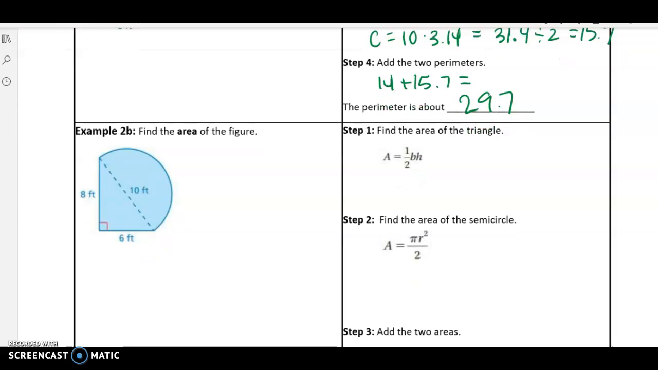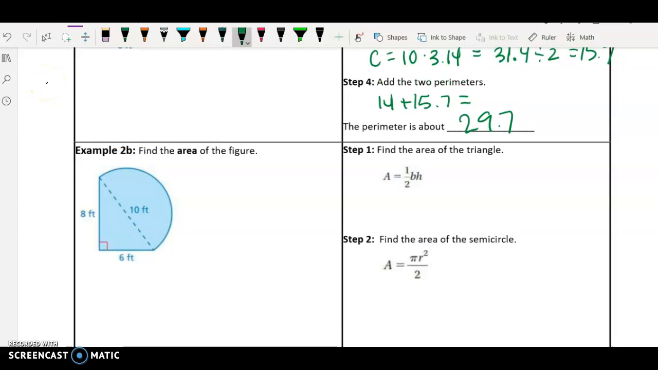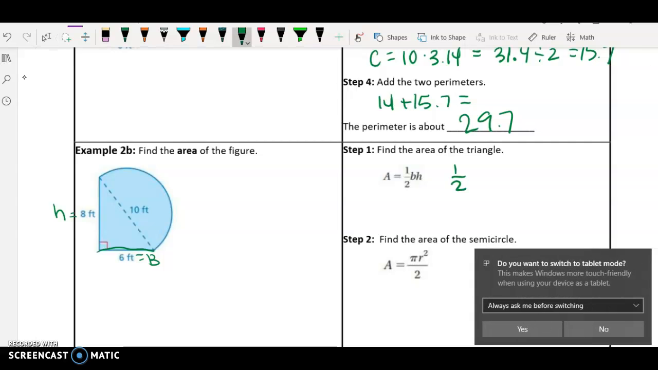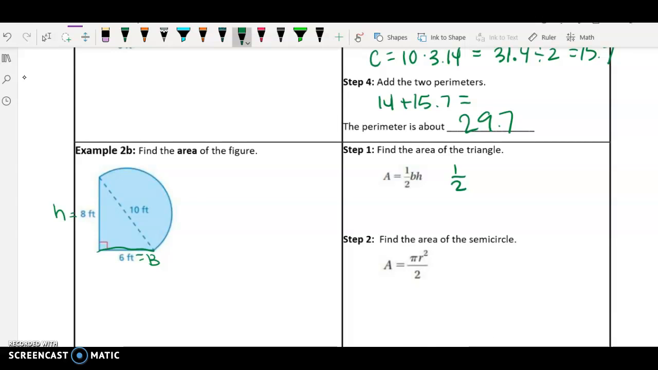So the area of a triangle is 1/2 the base times the height. So the base is 6 and the height is 8. And so we're going to do 1/2 times 6, height is 8. And so 6 times 8 is 48. And we're going to do 1/2 of that. So half of 48 is 24. So that's the area of my triangle.